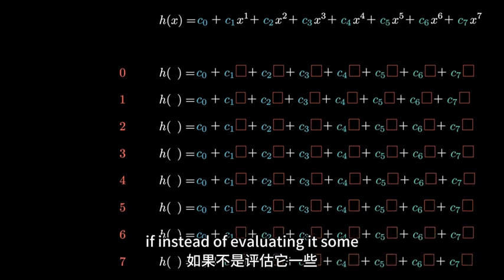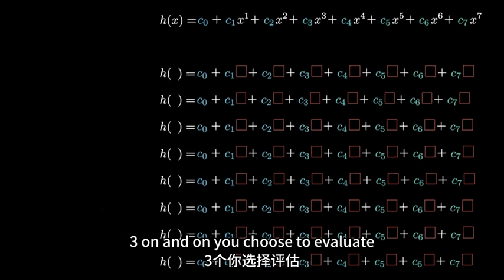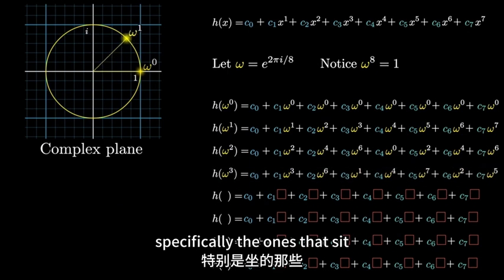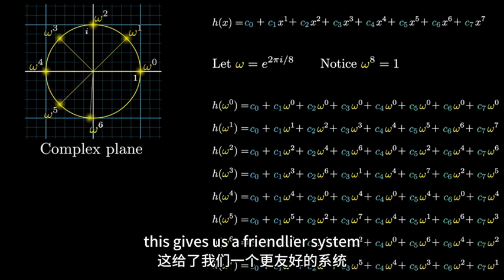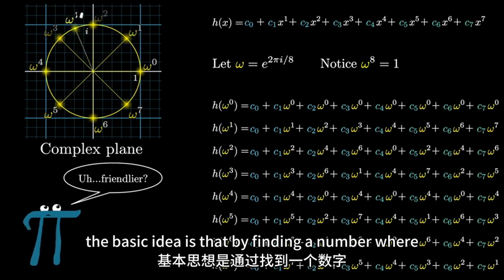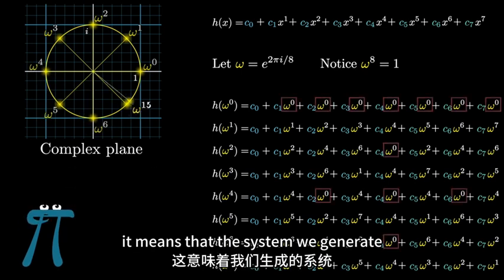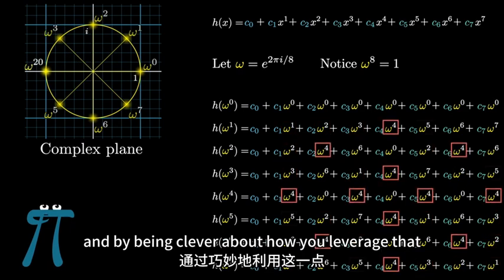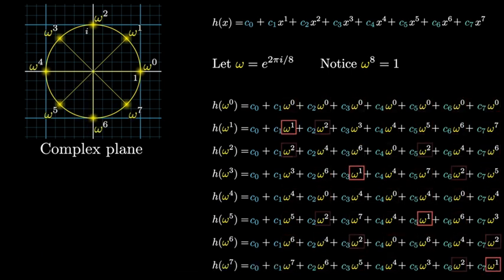If instead of evaluating at some arbitrary set of inputs, like 0, 1, 2, 3, on and on, you choose to evaluate on a very specially selected set of complex numbers, specifically the ones that sit evenly spaced on the unit circle, what are known as the roots of unity, this gives us a friendlier system. The basic idea is that by finding a number where taking its powers falls into this cycling pattern, it means that the system we generate is going to have a lot of redundancy in the different terms that you're calculating. And by being clever about how you leverage that redundancy, you can save yourself a lot of work.